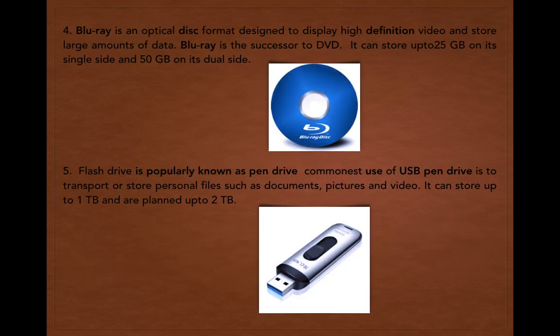Then comes Blu-ray disc. It is an optical disc. It is designed to display very high quality video and store a large amount of data. Blu-ray disc is the successor to DVD. Compared to DVD, we are using Blu-ray disc nowadays. Now, how did the name Blu-ray disc come about? Actually, there is a small blue-violet laser which is used to read and write on this type of disc. So this is called Blu-ray disc.